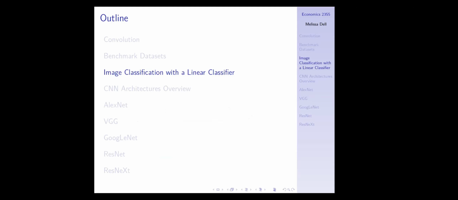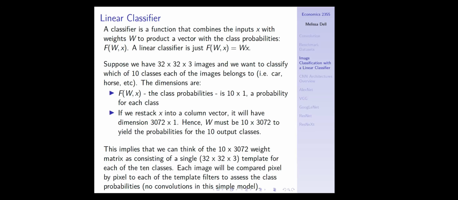Okay. So before we talk about using neural networks to classify images, I just want to briefly talk about image classification with a linear classifier. Which isn't something you'd ever do, but I think it helps to give a little better intuition for part of why we need a neural network in the first place. Like, why isn't a linear classifier good enough? And so a classifier is just a function that combines the inputs and the weights to produce a vector with the class probabilities.